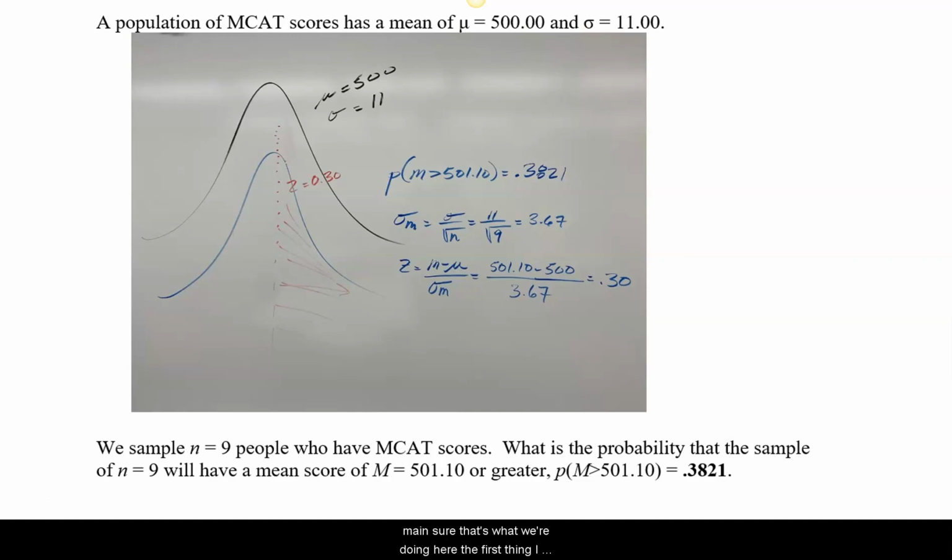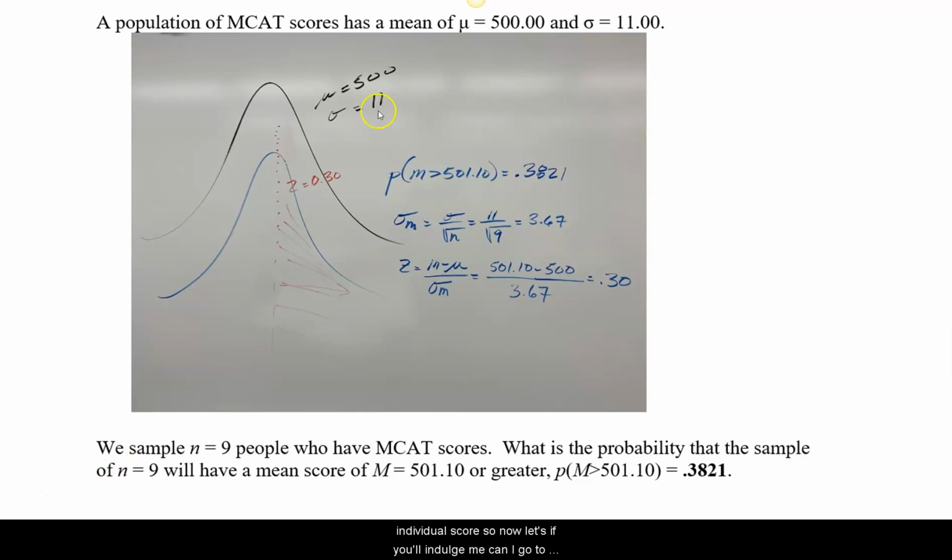Can I assign a z-score to a sample mean? Sure, that's what we're doing here. The first thing I have to do is calculate that standard error. And the next thing I have to do is assign a z-score to it. So once I do that, I can treat the blue curve, which is stacks of capital M's, precisely as if it were a black curve of individual scores, of X's, as we represent individual scores. So now if you'll indulge me, can I go to the next example?